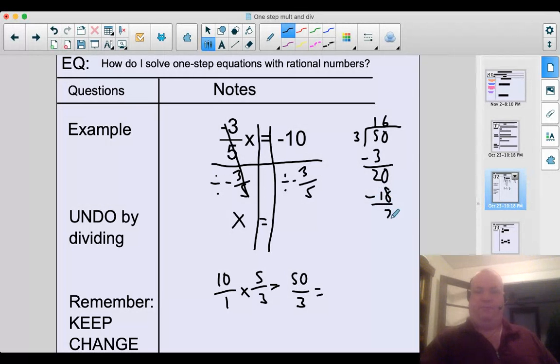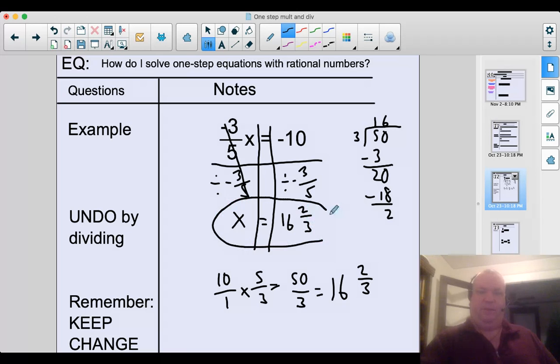Now, normally we don't just stop with the remainder, but in this case, when I'm making it a mixed number, how many times it goes in and the remainder is what I'm interested in. So 3 goes into 50 16 times with 2 left over. So 16 2/3 is my answer.